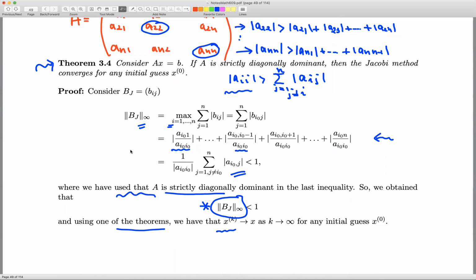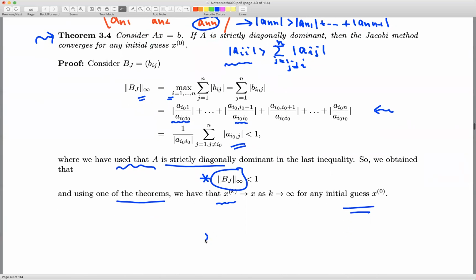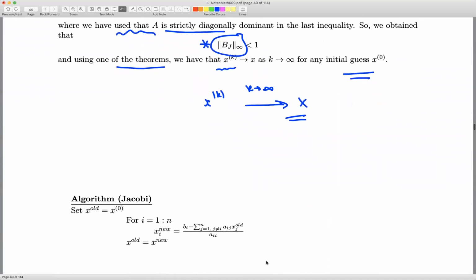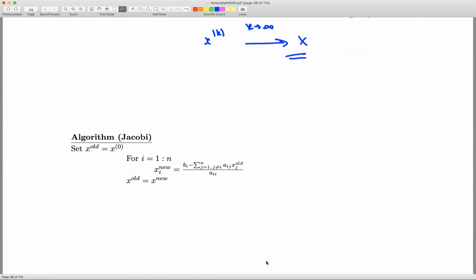So we have proved the theorem, and every time now when we have to solve a system that has a strictly diagonally dominant matrix, we know that if we use the Jacobi method, then no matter what initial guess we start with, the sequence of vectors that we generate will get closer and closer, as we increase the number of iterations, to the exact solution of our system. And we can write the Jacobi algorithm.